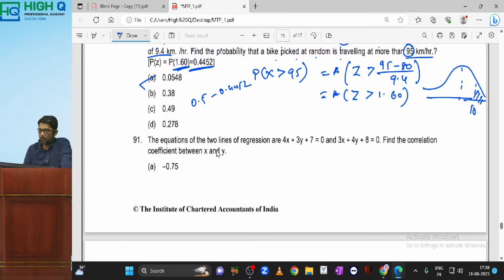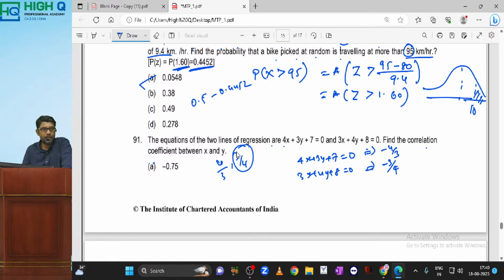The equations of the two lines of regression are given. Find the correlation coefficient. I told you, two lines are given. How to find out the correlation coefficient? See, 4x plus 3y plus 7 equal to 0. 3x plus 4y plus 8 equal to 0. Find the slopes, minus 4 by 3, minus 3 by 4. Now, between 4 by 3 and 3 by 4, which is smaller? 3 by 4 is smaller. What is smaller, my dear? 3 by 4 is smaller.